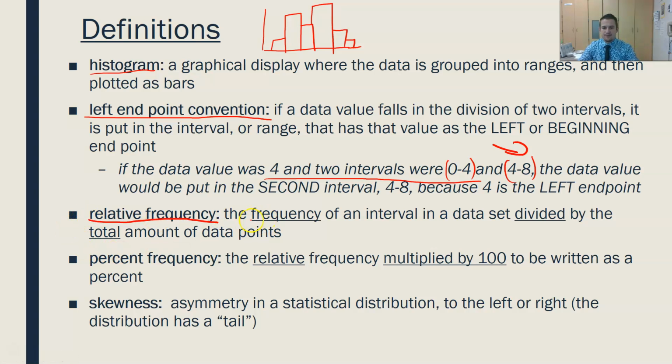Relative frequency is the frequency of an interval in a data set divided by the total number of data points. I'll talk about that in a minute too. Percent frequency is the relative frequency multiplied by 100. That gives me the percentage in each of these intervals. And then skewness is asymmetry, something that's not symmetric in a statistical distribution, to the left or to the right. In other words, the distribution has a tail.